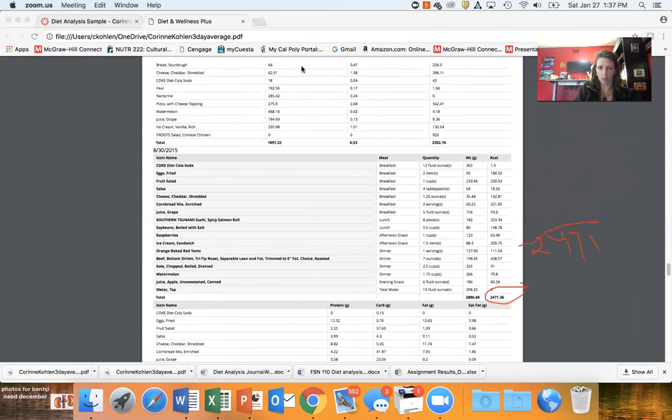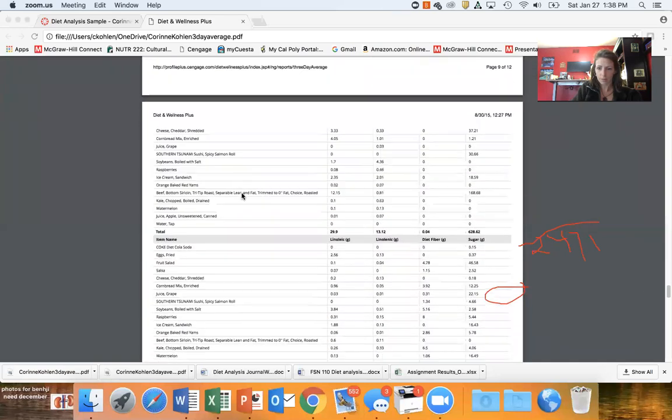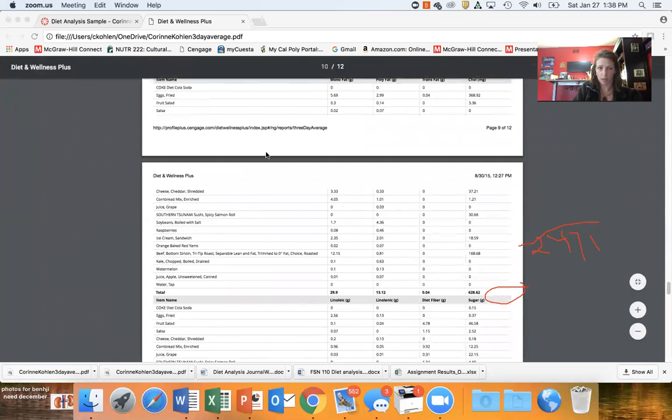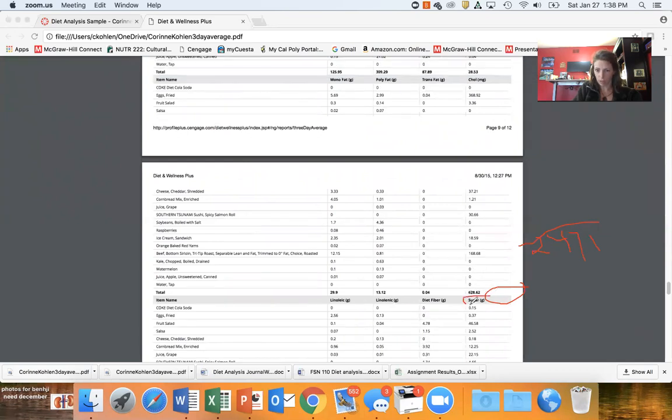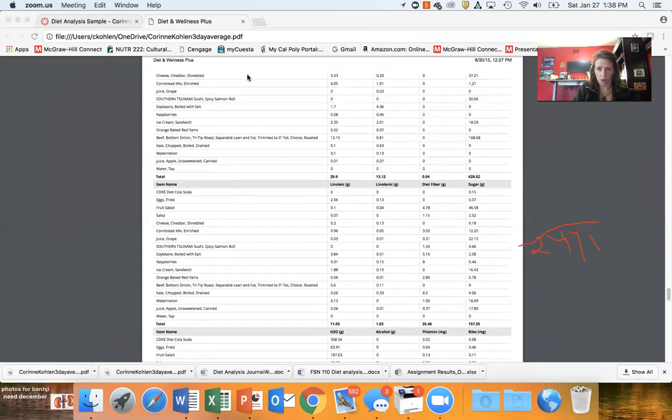Oops, my lines are horrible right now. And we're going to scroll down to my carbohydrates. Right there, sugar. So here's my sugar right here. Sorry, I have to get my draw tool. So there's my sugar right there. And now I need to see what kinds of foods that I ate that might have been empty calorie sugars.